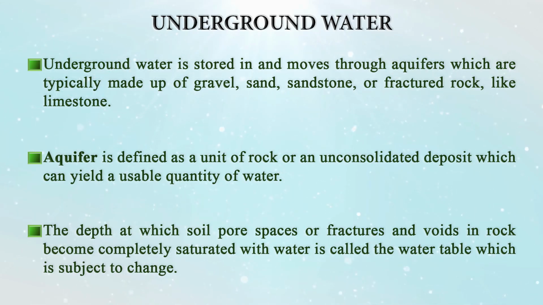The depth at which the soil pores or fractures and voids become completely saturated with water is called the water table, and it is subject to change, because in case of abundant water, which may be due to rains or melting of snow, the water table rises, and when there is dearth of water, which may be due to heavy pumping of groundwater supplies, the water table falls.